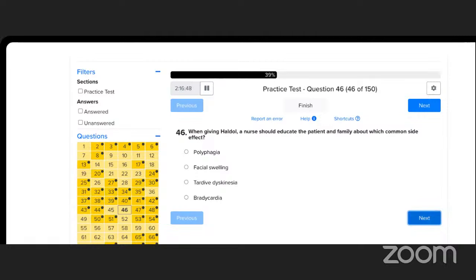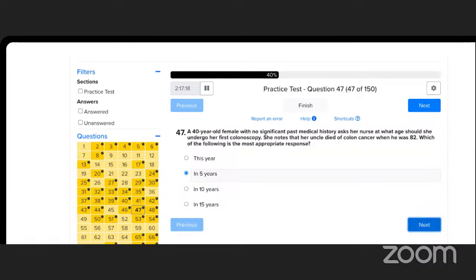This one I'm gonna put in here, but if you haven't worked a lot with psych patients, you might not be aware. In giving Haldol, what is the common side effect of Haldol? Is it polyphagia, facial swelling, tardive dyskinesia, or bradycardia? He said, what is the most common side effect? And I'm gonna say tardive dyskinesia. So that was 46.